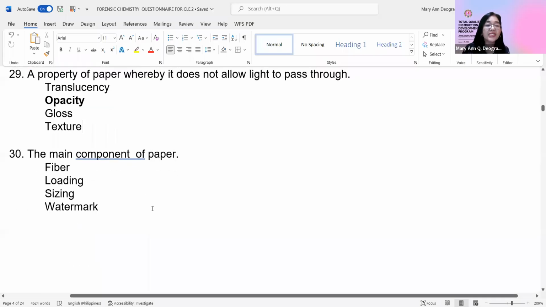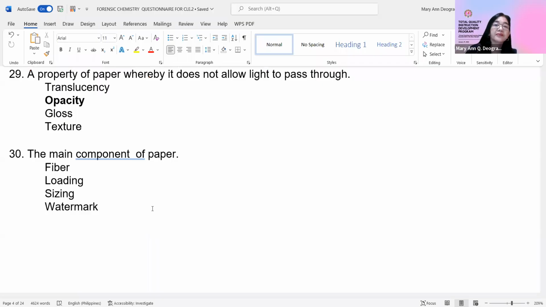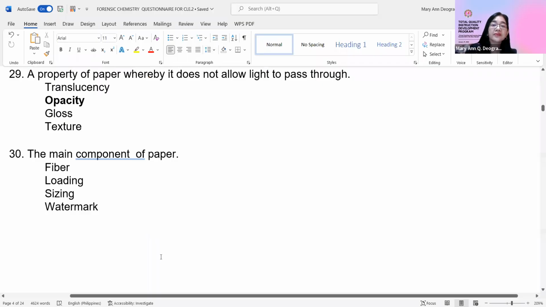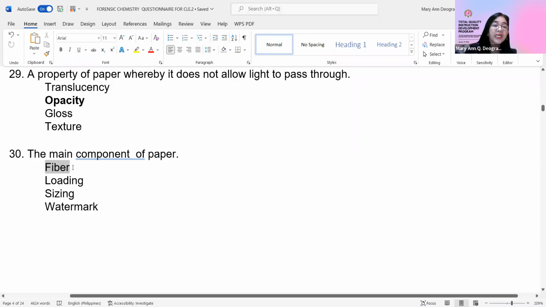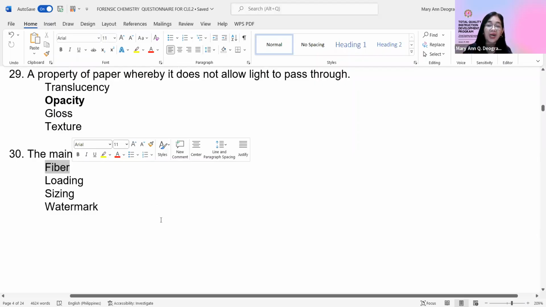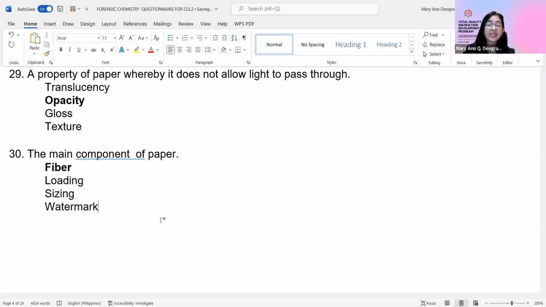Which of the following is the main component of paper? Alright, so it's the fiber. Yes, it's the fiber composition. So fiber is the main component, which is made up of mechanical wood pulp plus soda sulfite mixture or the sodium sulfite.